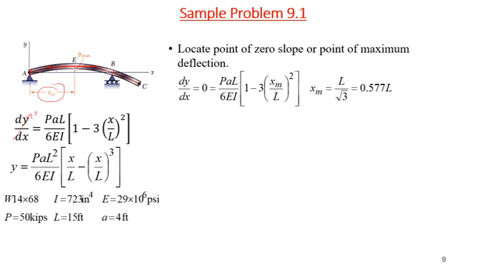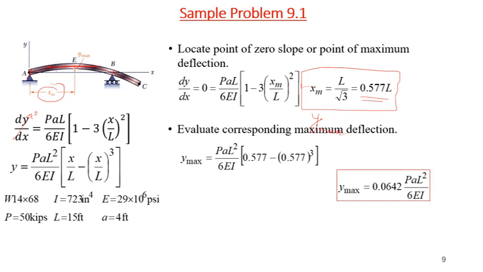So if you put dy by dx equal to 0 and simplify it using this equation, 6 times EI will become 0, PAL will also be 0, so you are only left with 1 minus 3 times (x by L) square, and xm will be simply L by root 3, or xm will be 0.577 times L. At this location, deflection will be maximum.